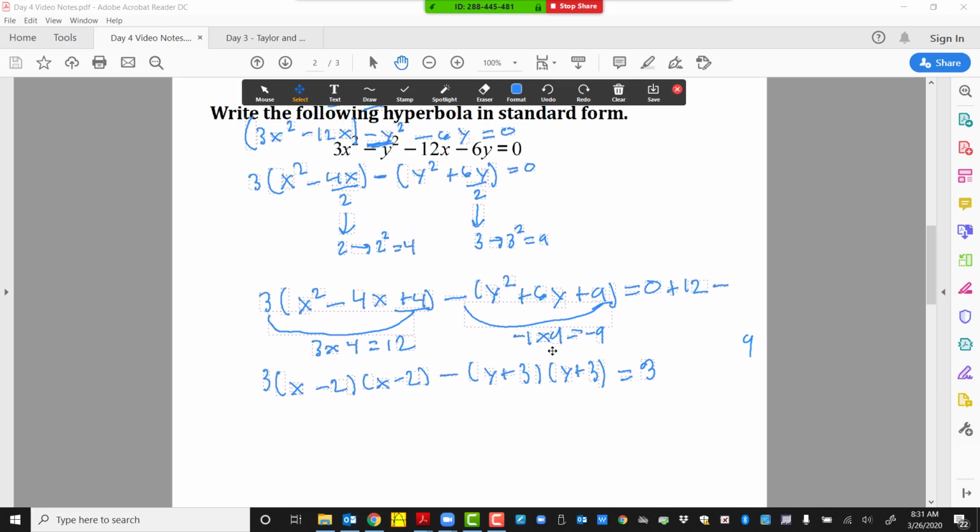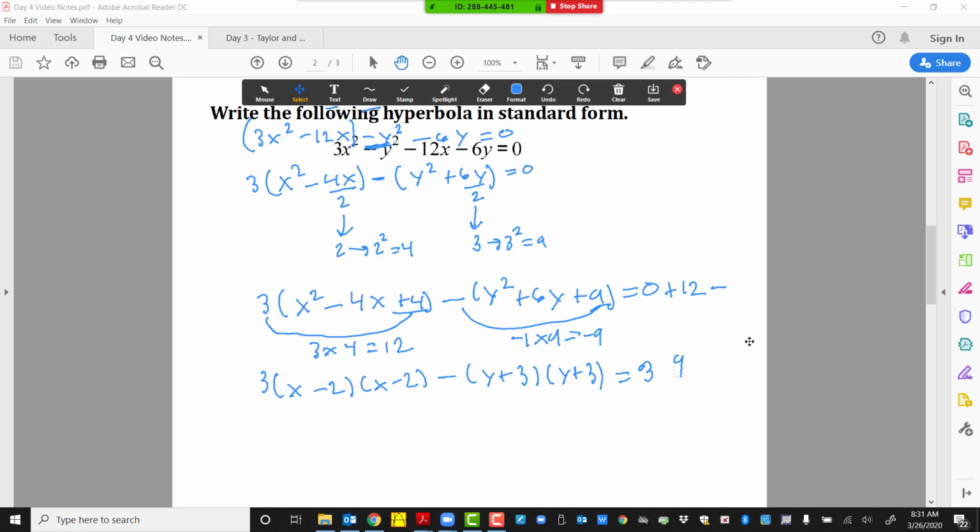Just move it up and out of the way a little bit to give me some more room to work on this. And so now we end up with 3, and then because this is a perfect square, x minus 2 squared minus y plus 3 squared equals 3.